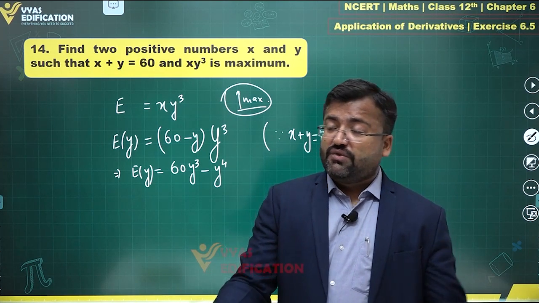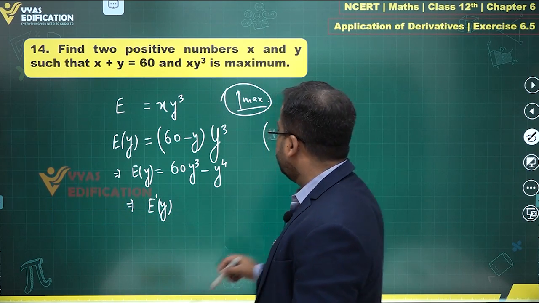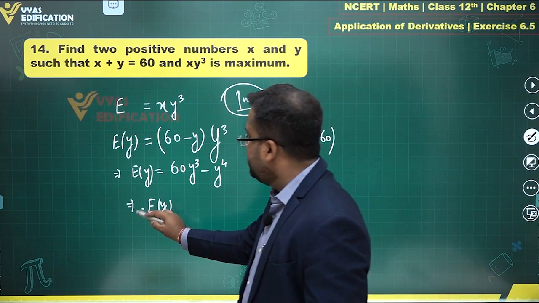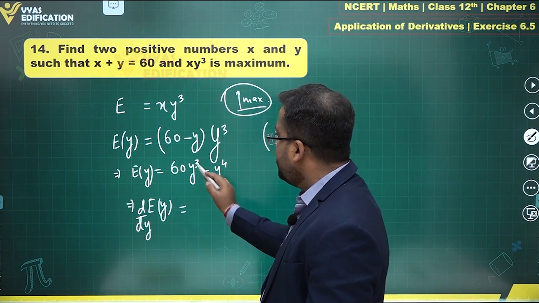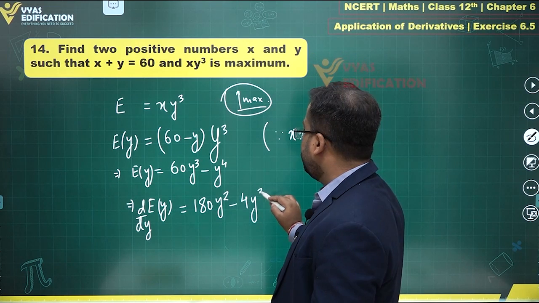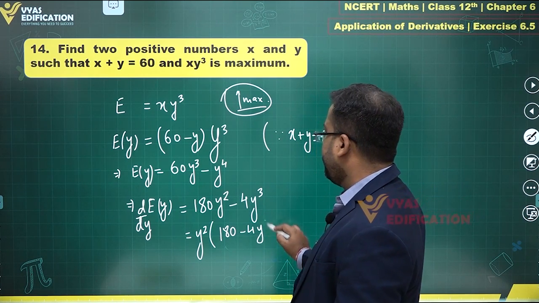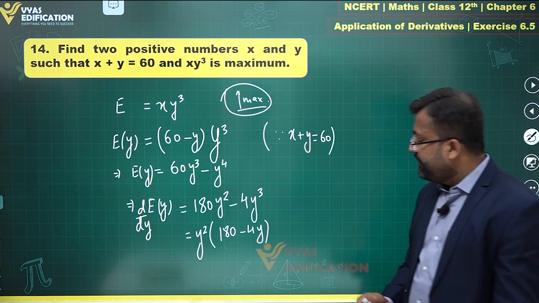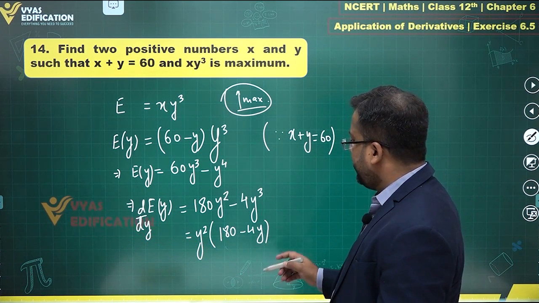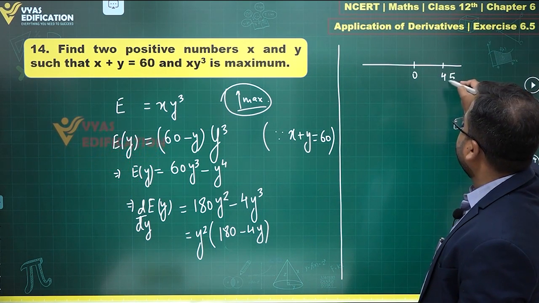We can differentiate and use the first derivative. So E prime of y, differentiating with respect to y. Let's write it as d by dy of this, which becomes 60 times 3 is 180 y square minus 4 y power 3. You can take out a y square common, you get y square times 180 minus 4y. You could have taken out a 4 common as well, so this is 4 y square times 45 minus y. The critical points will be 0 and 45.